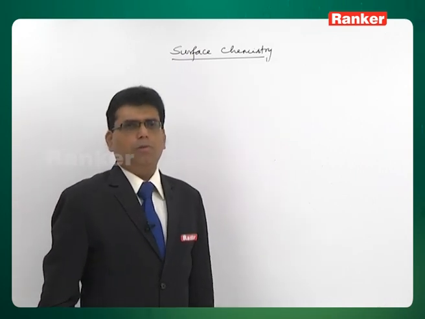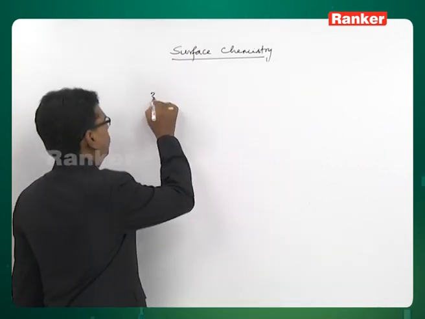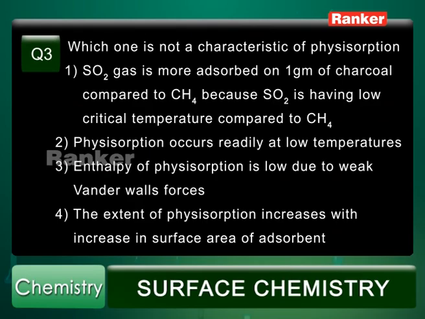Now, let us move on to question number 3. Which one is not characteristic of physisorption? Here the options given are particularly about physisorption, and again the question is which is not a correct statement. Sulfur dioxide gas is more adsorbed on 1 gram of charcoal compared to methane, because sulfur dioxide is having low critical temperature compared to methane.